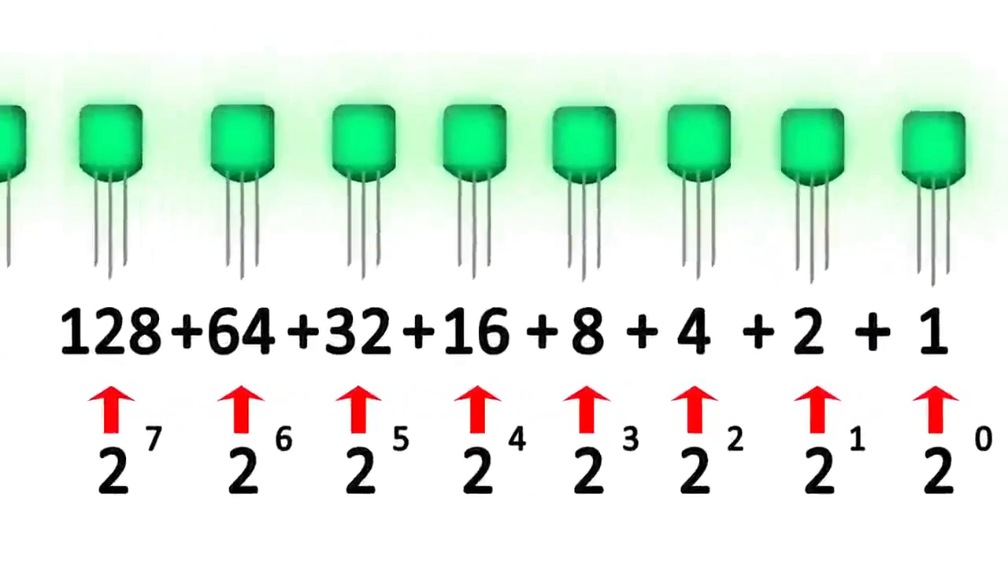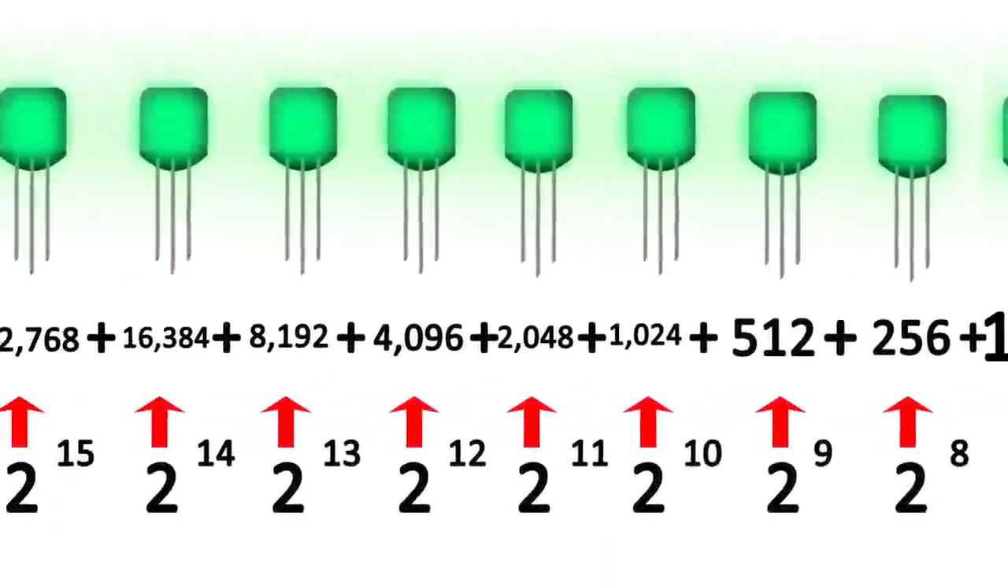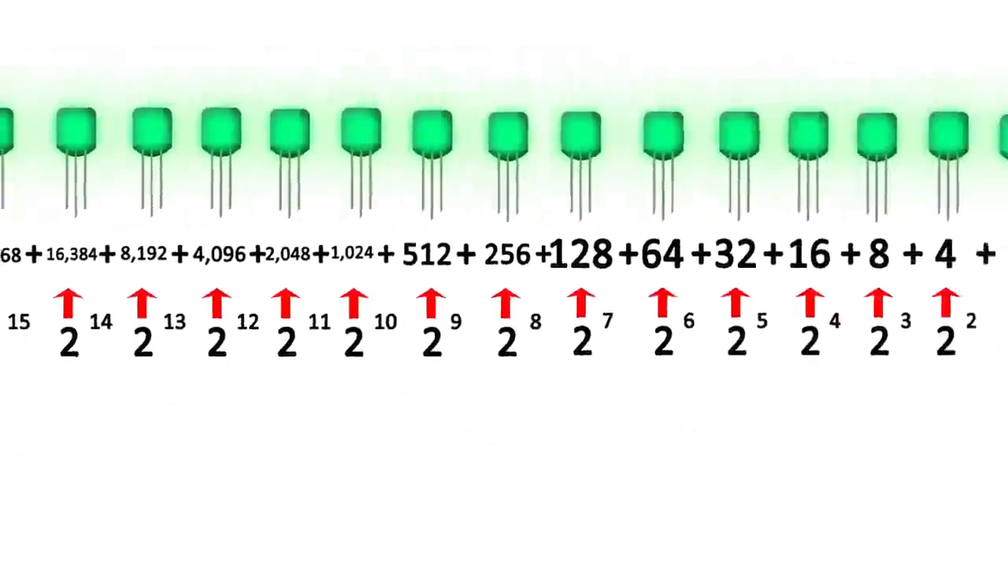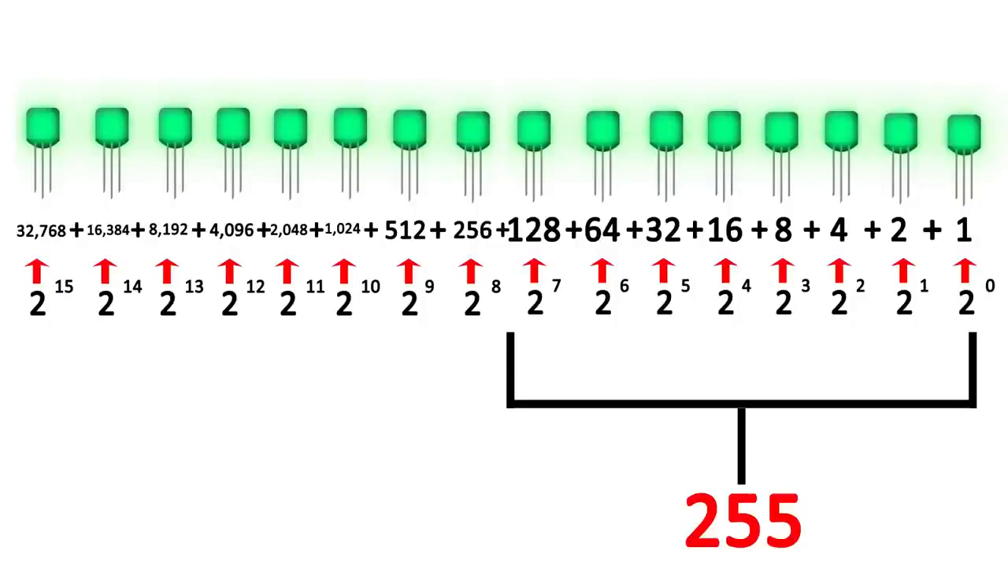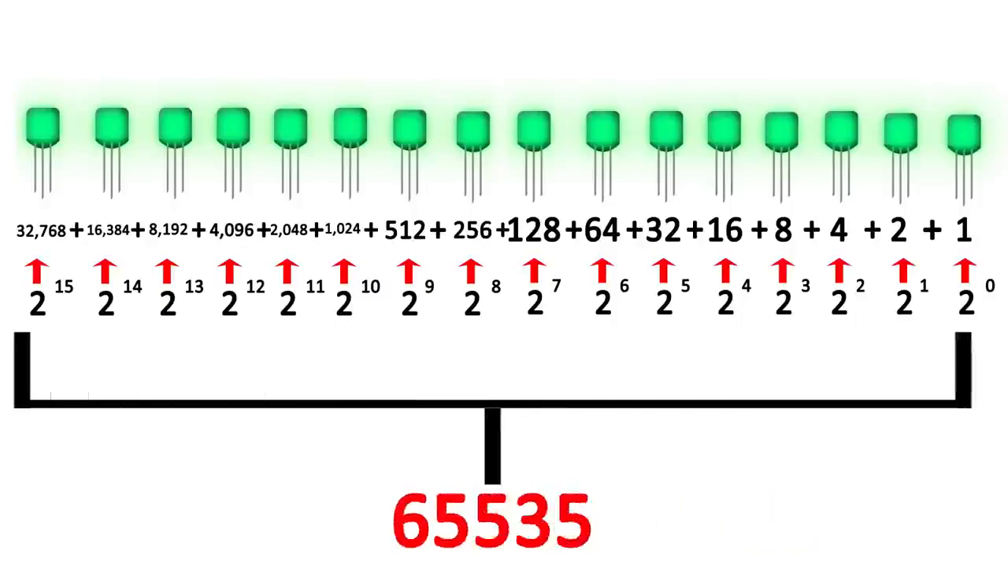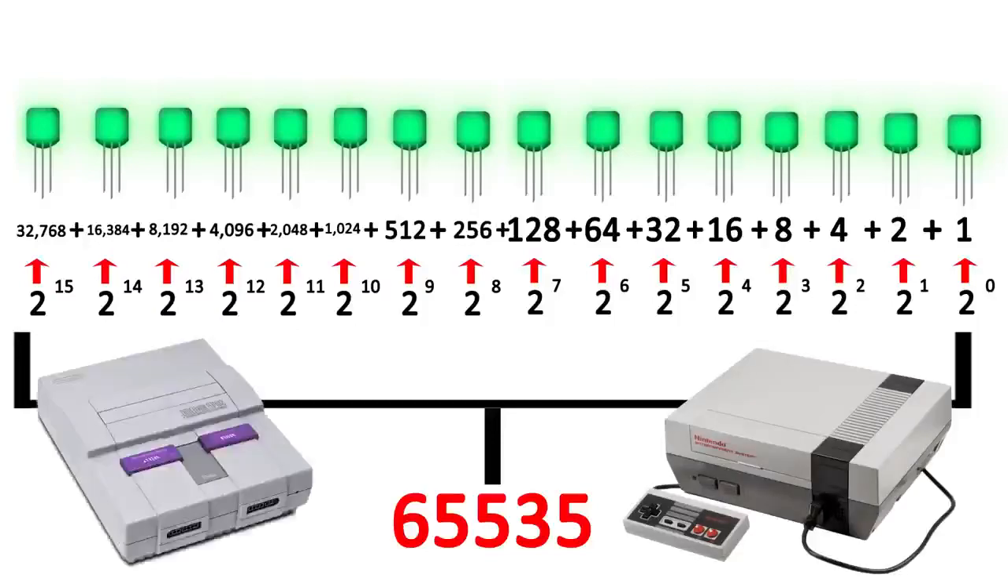So now instead of referencing one line of 8 transistors, computers could reference 2 lines, giving 16 digits worth of binary. This was a huge help because it increased the amount of representable numbers exponentially from 255 up to 65,535. When you hear people talking about the difference between 8-bit and 16-bit, this is more or less it.